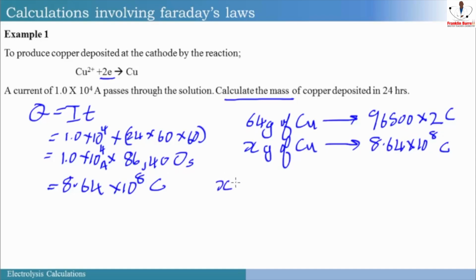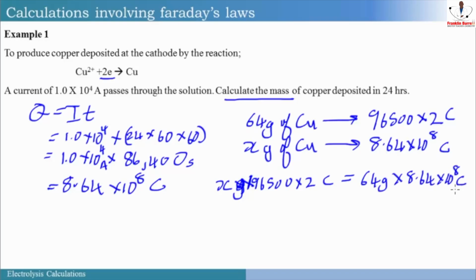So X times 96500 times 2 coulombs and X grams is equal to 64 grams times 8.64 times 10 to the 8th coulombs. So now I'm going to multiply 2 by 96,500. So it's X times 193,000 coulombs equal. And let's multiply out this part here.